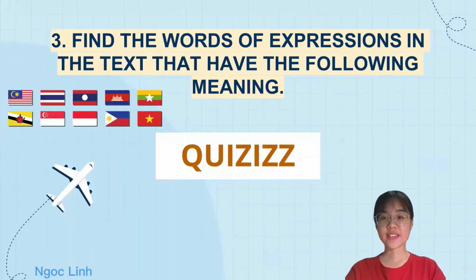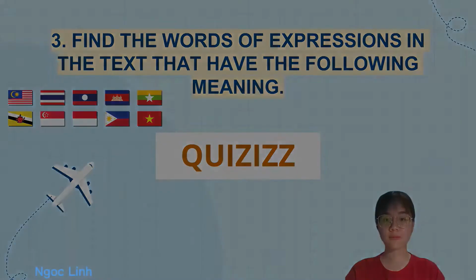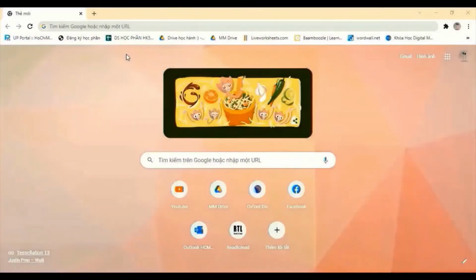For your detailed understanding about this passage, first of all, you will look at 3 quick quizzes. It's your job to find the words or expressions in the text that have the same meaning as my given ones. Now I will share with you a link as well as the code. For this activity, I have instructed teachers to use the ICT tool Quizizz to make it more attractive.